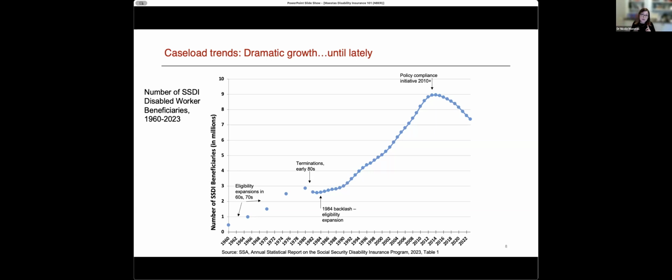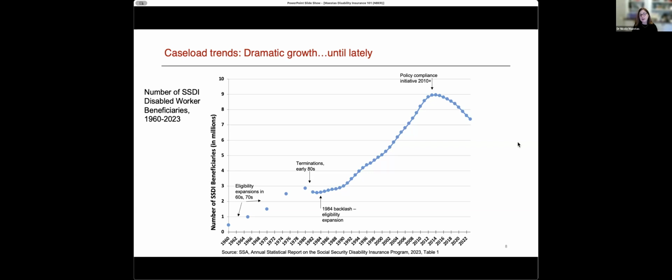But also there were some policy compliance initiatives in 2010 that were internal policy changes that SSA made that we've been studying, I and my collaborators, that we believe did play a role in this caseload decline. So you will often encounter literature that talks about the dramatic growth of the SSDI program, but that is no longer the case. I often referee papers on DI in journals, and I'm often saying, fix your framing. It's no longer a growing program. It is a shrinking program.